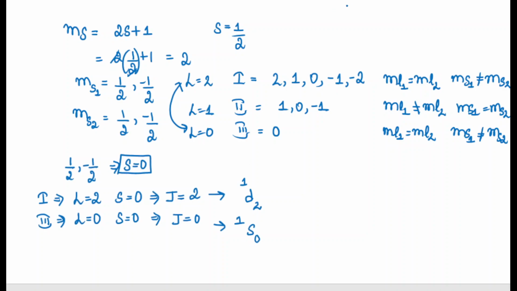How to write the term symbol, I have already taught you people. It is the symbol for L, to the power of 2S plus 1, with subscript J. For this you can substitute the values given here, and you will get the values like this. Now we got the two energy levels. Now we need to see set 2.